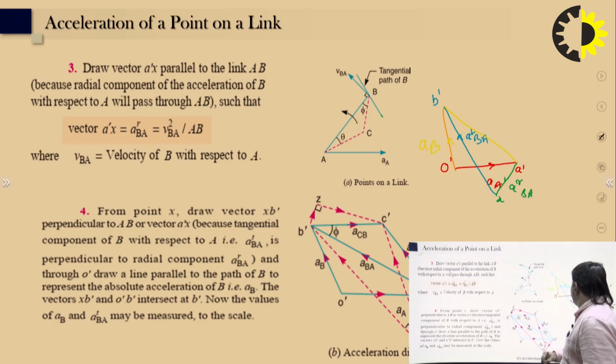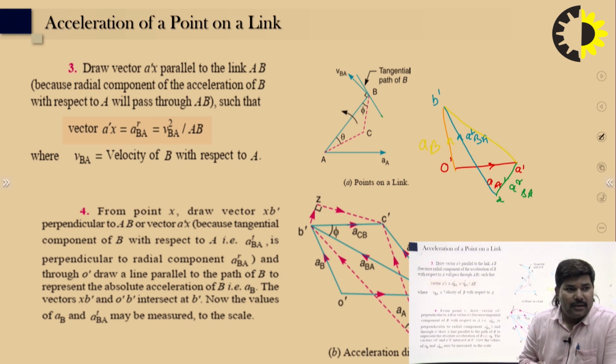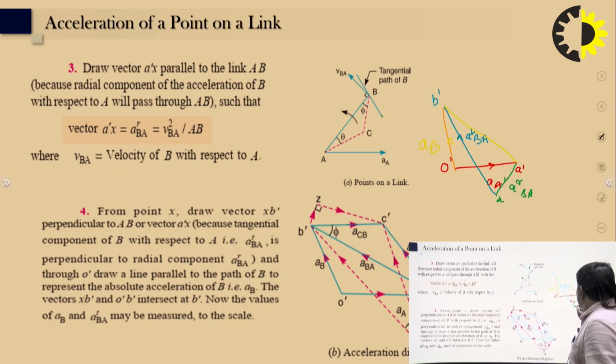Acceleration of B, and the vector x b dash and the vector o dash b dash intersect at some point. This point is known as b dash. Now you have to find out the value of acceleration of A and the tangential component. You can measure this value and find it out, right? And this is the actual a dash b dash.